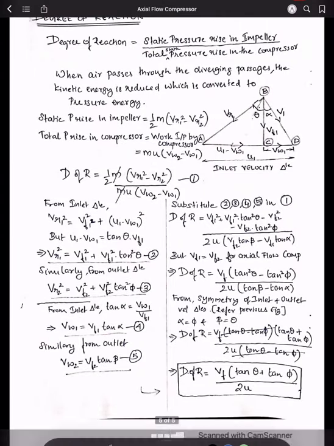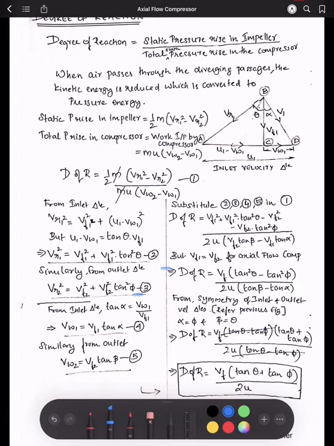Now what is the equation for static pressure rise in the impeller? The static pressure rise in the impeller is actually given by the equation 1 by 2 m into (VR1 square minus VR2 square). This is because when air passes through the set of rotor and stator blades through the diverging passages, the kinetic energy is reduced and converted into pressure energy. The static pressure rise is given by this equation.